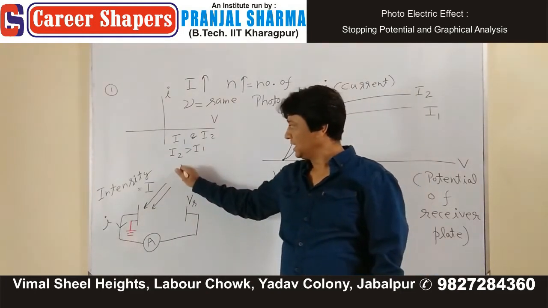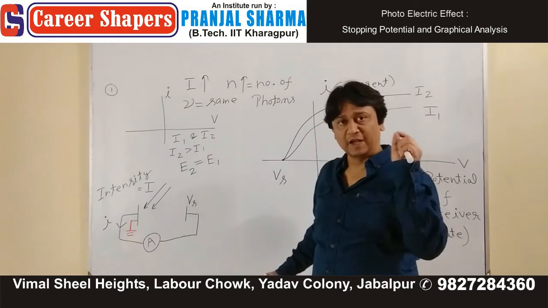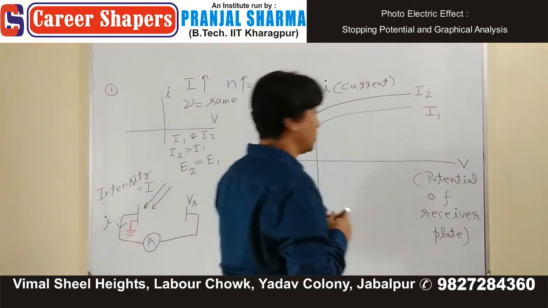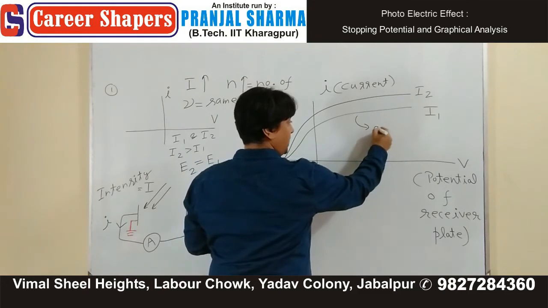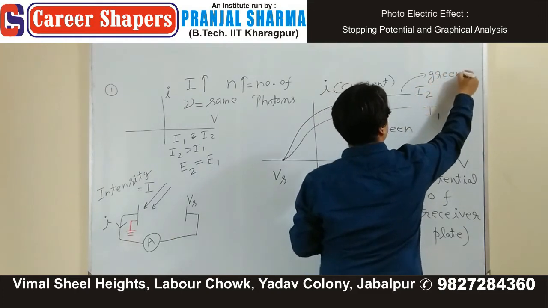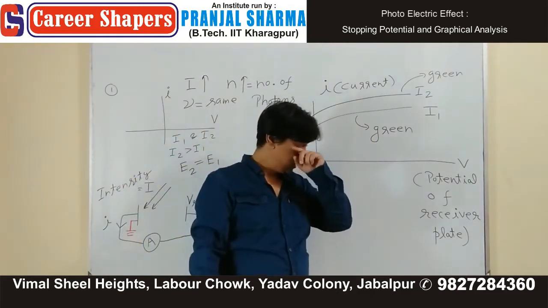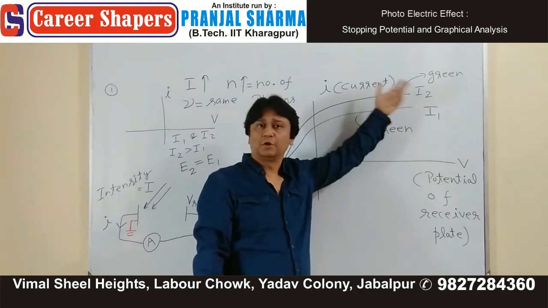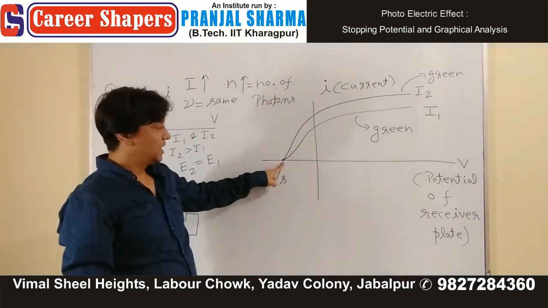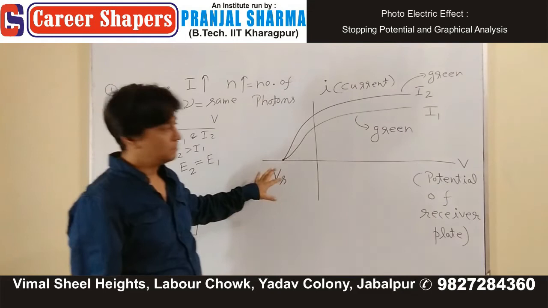but E2 is E1. What is E2? Energy of individual photons. They're always what? Green and green. So for your understanding, you can always say that this is green. This is also for green. The only thing which we have done is what? We have increased the number of photons. And the previous graph, if you wish, you can write the lower graph, you can write that green. In the upper one, you can call it blue. Vs is not going to change. Are you comfortable with this? Yes or no? First.